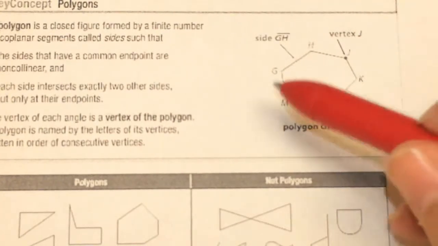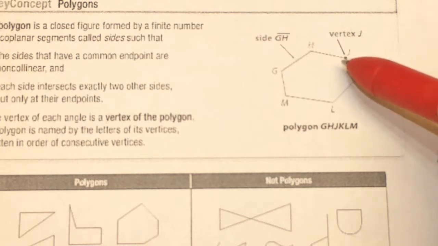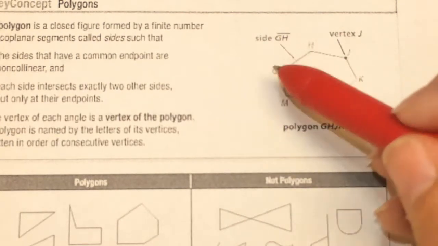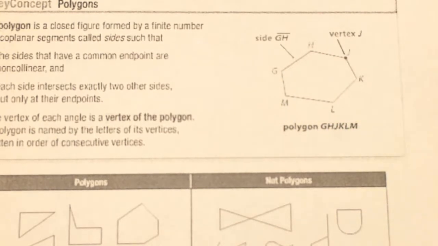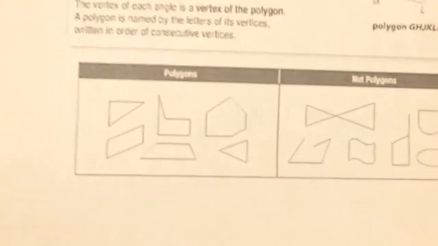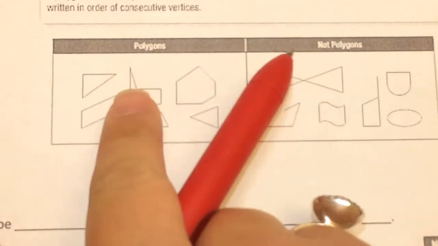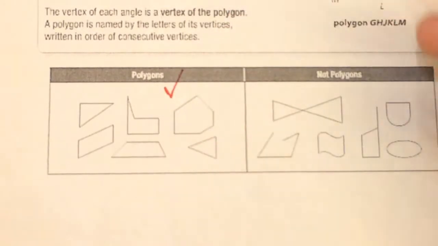So this is a polygon. A polygon is when it has sides that are connected. We call these angles the vertex or the vertices. You can still label these as sides. So this is side GH. So what does it take to make a polygon? It takes sides connecting to make shapes. So this is a polygon on this side.